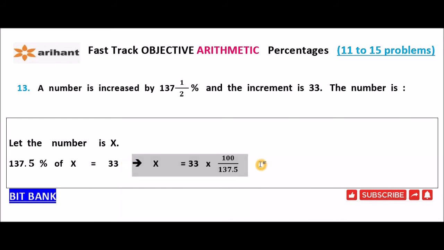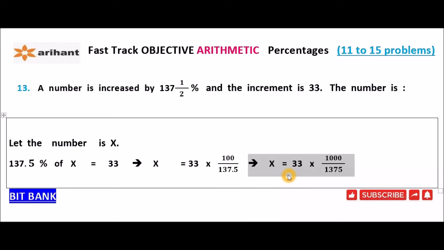So 137.5 means 1375 by 10. The 10 comes in the numerator. 10 into 100 is 1000. So x is equal to 33 into 1000 divided by 1375. After simplification, we get the x value 24. So the number is equal to 24.